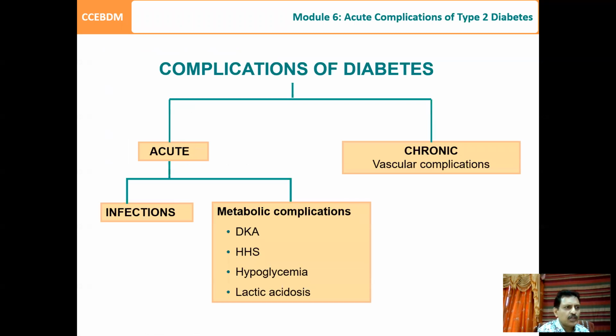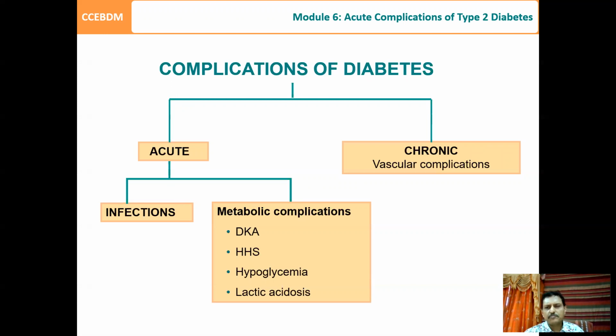So coming to the acute complications of diabetes, we are not going to discuss infection, which is also an important acute complication of diabetes. Today, I'm going to discuss ketoacidosis, hyperosmolar coma, hypoglycemia, and possibly I will just touch upon a little bit of the lactic acidosis part. So that is the intention of today's talk.